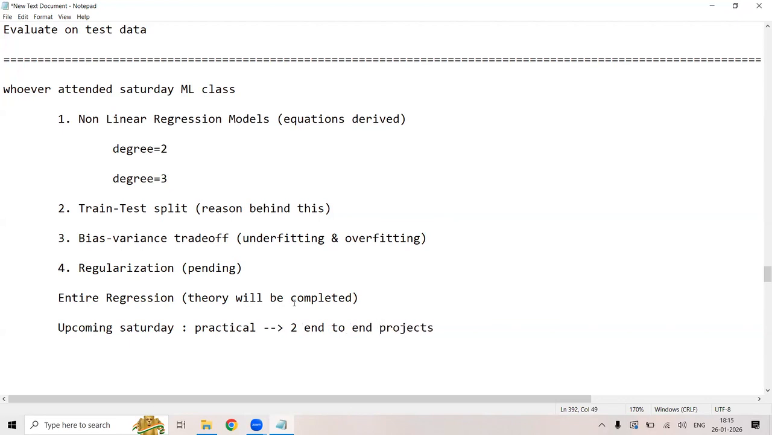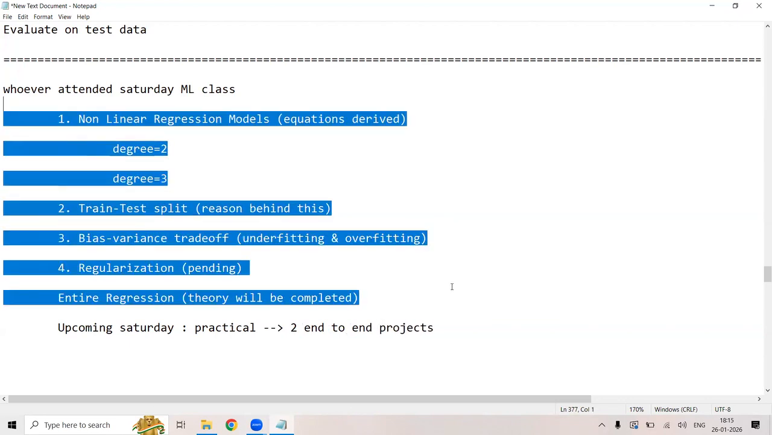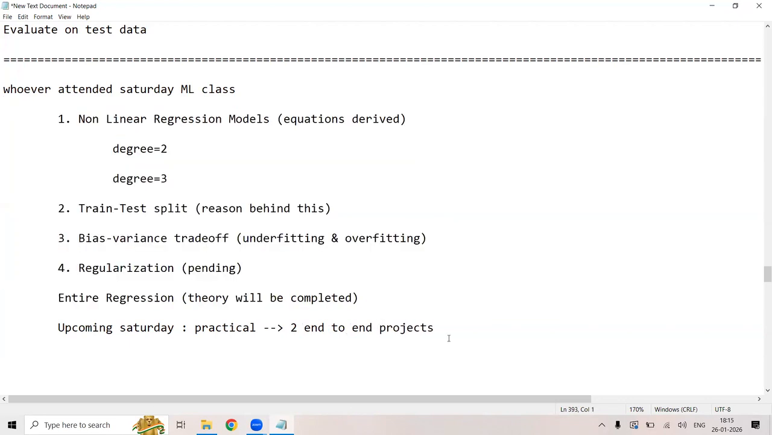How many algorithms have we covered in the theory? Every algorithm's practical we are going to cover on Saturday. Since this part is slightly pending, if I continue to next week, the practical will go to the next week again, and it will be too lengthy. So actually regression had to be completed last week itself, I mean last Sunday itself. But due to that, as I told you, today I'm going to take the ML class.